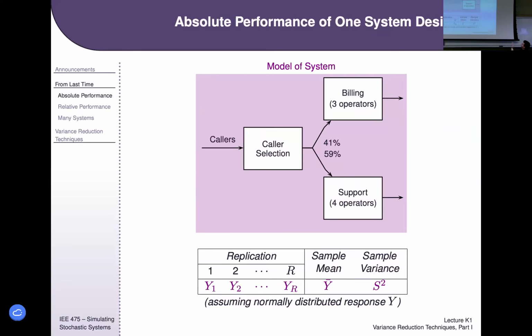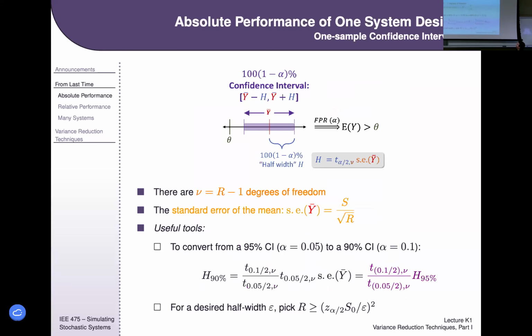And we apply that to figuring out the absolute performance of systems. So, we want to say, what is the wait time for callers? And so, is it 5 minutes? Is it 6 minutes? And so you can get a confidence interval for wait times. And so that's what this looks like here.